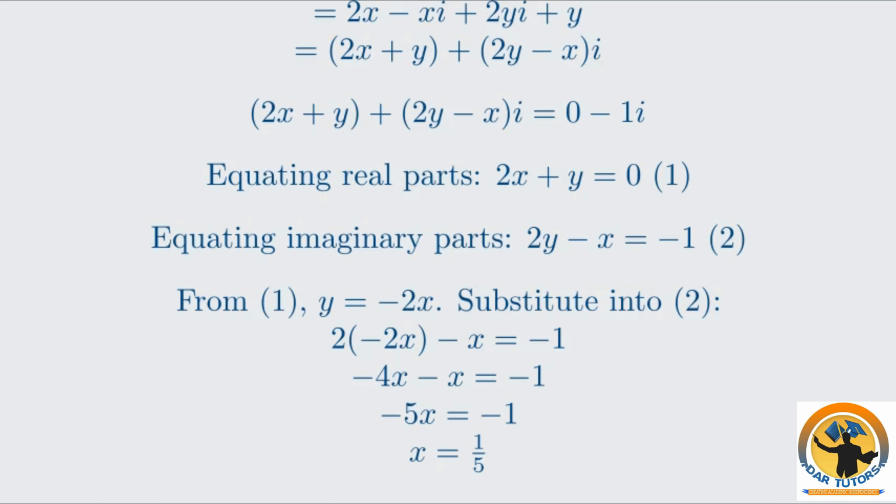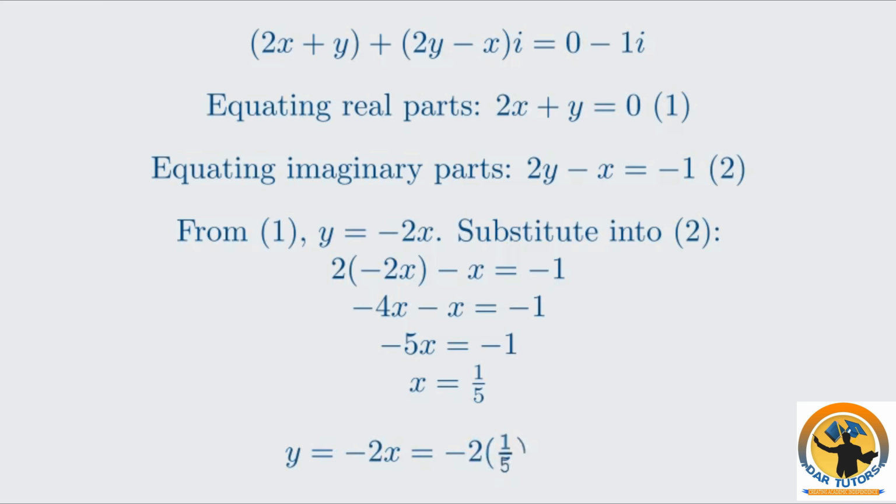So x equals 1/5. Now we find y. Since y equals negative 2x, y equals negative 2 times 1/5, which is negative 2/5. So the real numbers are x equals 1/5 and y equals negative 2/5. This example shows how the equality of complex numbers allows us to solve for real variables within a complex equation. We have now met our fourth objective.